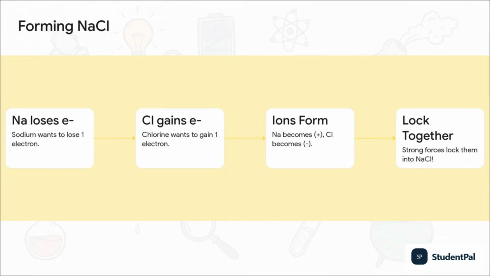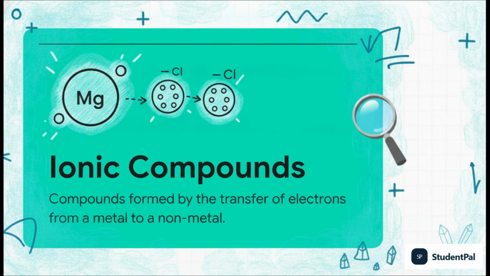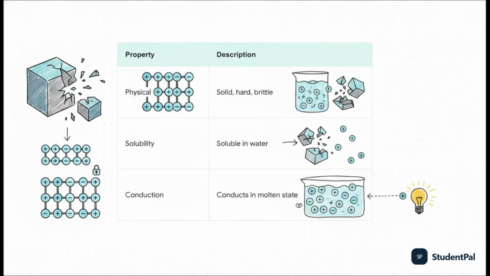So sodium gladly gives its electron to chlorine. Sodium becomes a positively charged cation, chlorine becomes a negatively charged chloride anion. Because they are now oppositely charged, they attract each other with incredibly strong electrostatic forces, locking together to form sodium chloride, which is just your everyday table salt. This exact mechanism, the complete transfer of electrons from a metal to a nonmetal, creates what we call ionic compounds, or electrovalent compounds. Magnesium chloride is formed in exactly the same way, just with magnesium transferring 2 electrons to 2 different chlorine atoms.